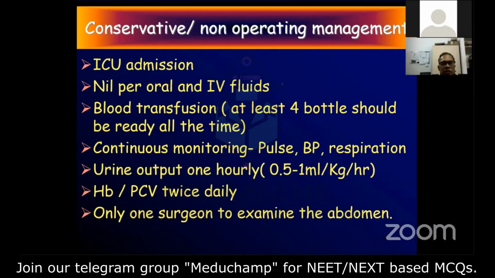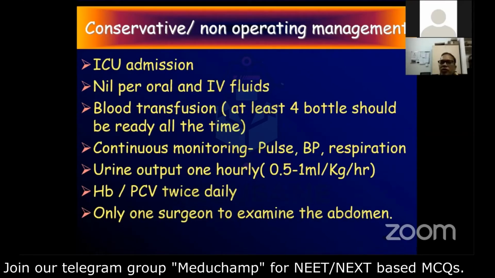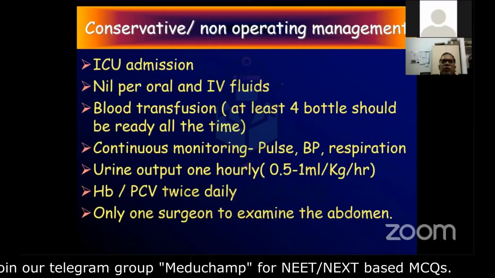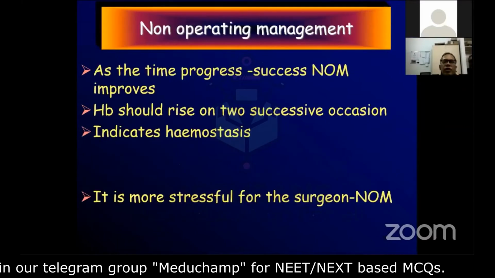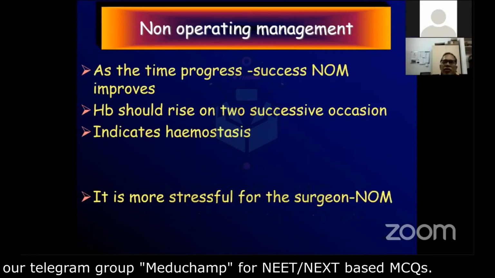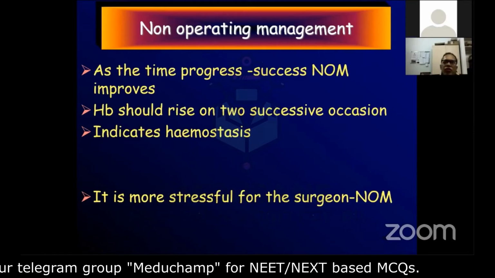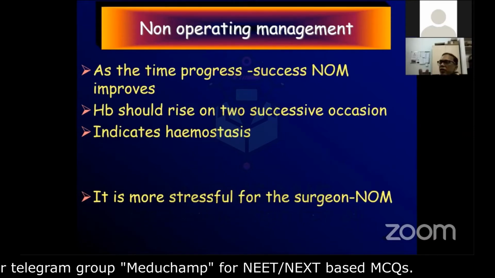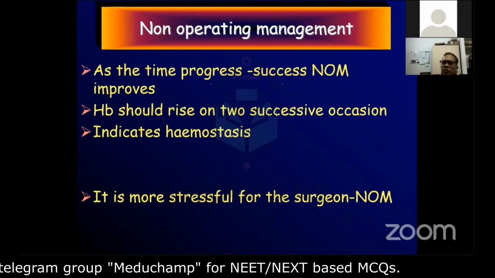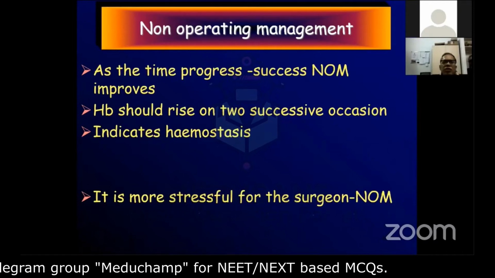Only one surgeon must examine the patient's abdomen. No other people should examine, because more examination means more dislodgement of the clot, and the bleeding will continue. As non-operative management progresses, if you have managed 3 days, the success is likely to be better. If the hemoglobin starts rising on 2 successive occasions, that indicates hemostasis has taken place. It is more stressful for the surgeon to manage conservatively than to operate and remove the spleen and keep the patient in the ward.